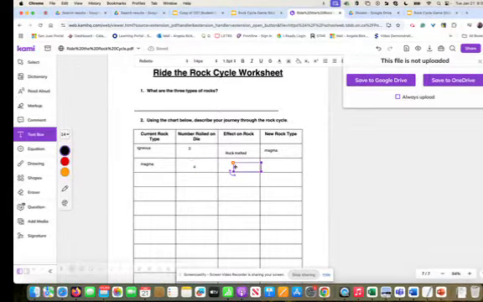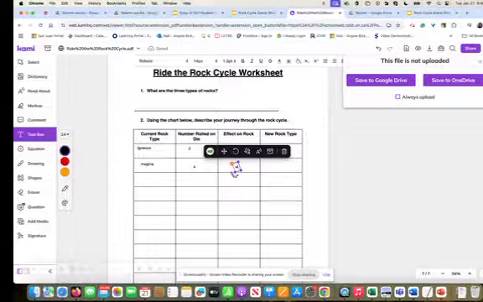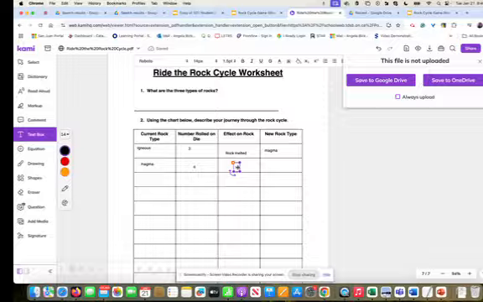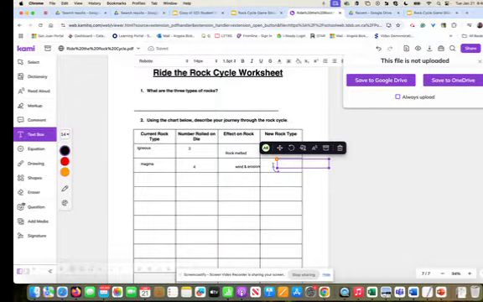Effect on rock, wind and erosion, at surface. Doesn't quite fit. It will fit when you are handwriting. New rock type, magma. I'm just going to say wind and erosion did not affect it. Oops. So I am still magma.